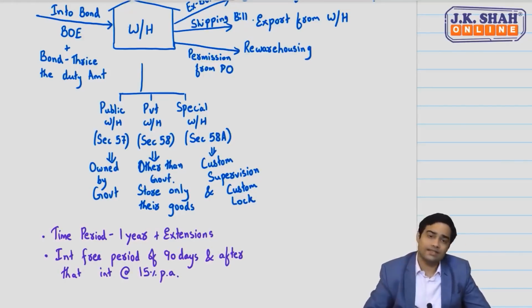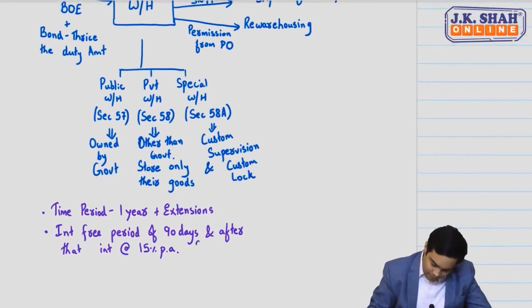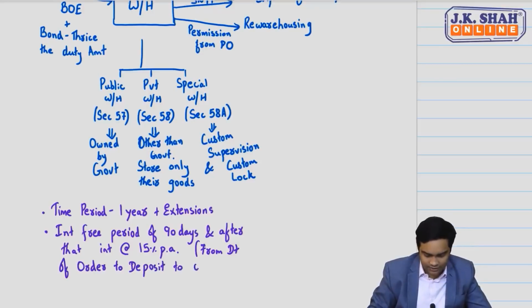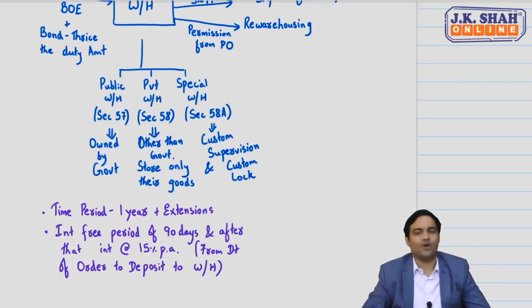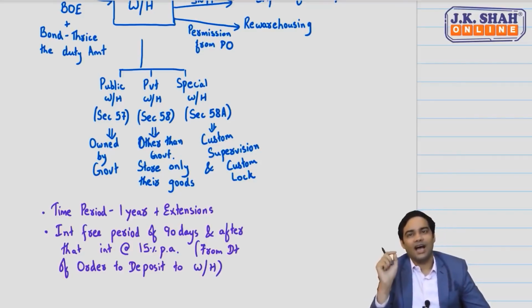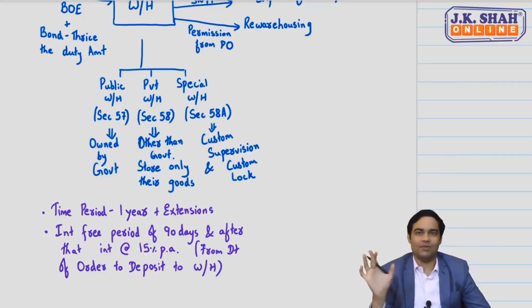Sir, from where does 90 days start? From date of order to deposit to warehouse. And who gives this order, people? Obviously, this order is given by the proper officer. So once the proper officer gives an order, 90 days free period and then interest at 15% per annum will be applicable. It is calculated on the custom duty payable.